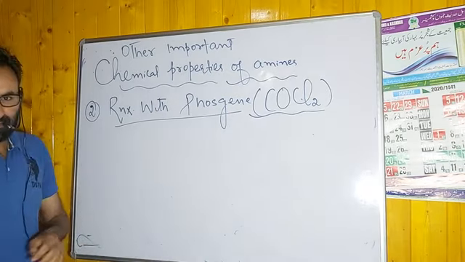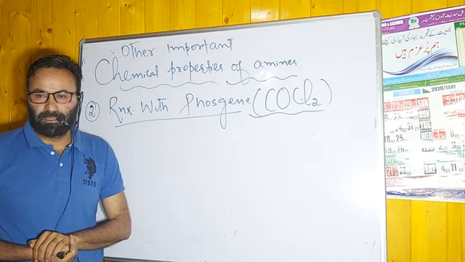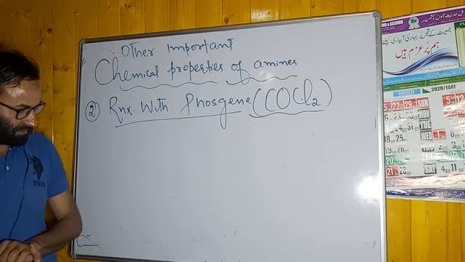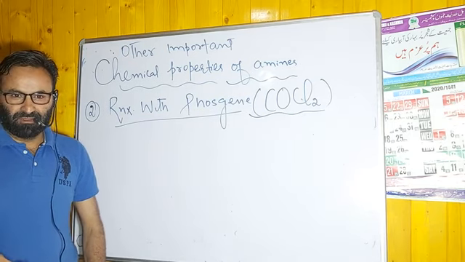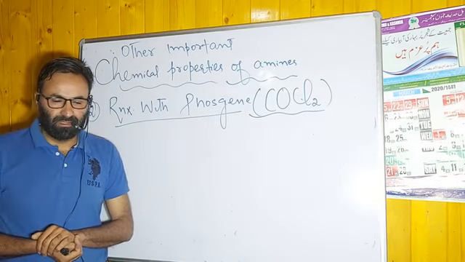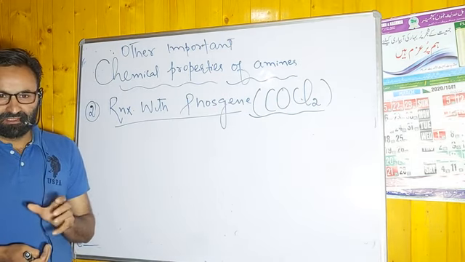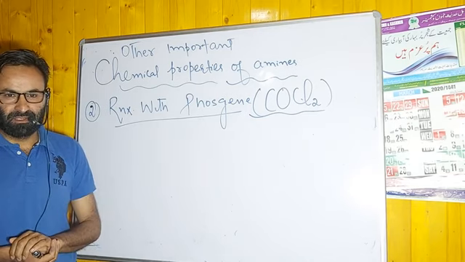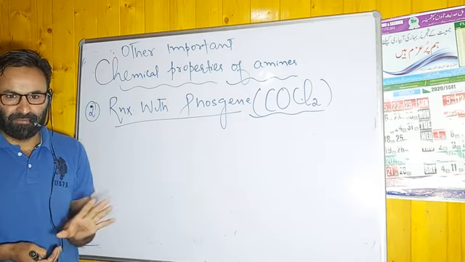We are discussing the chemical properties of amines. So far we have discussed the most important question as far as the amines are considered, that is the basicity of amines, either aliphatic or aromatic. Then we have discussed the second important chemical property, that is reaction with electrophiles. In that we have discussed five.